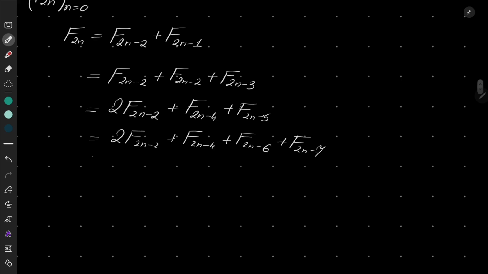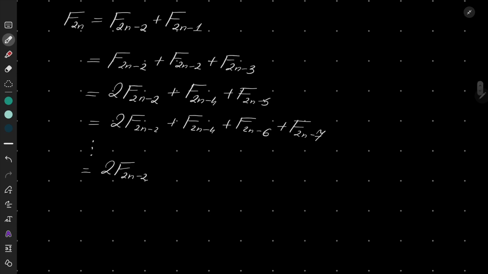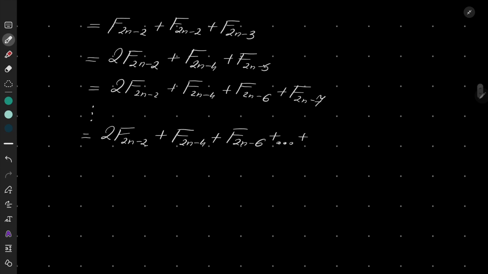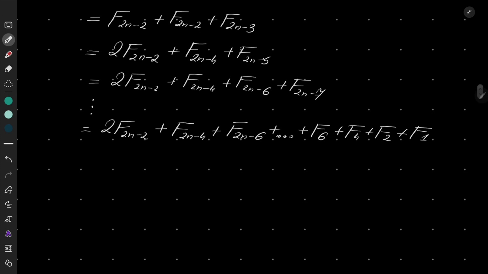And again, you probably see the pattern emerging. After many applications of our recursion, we will have 2 times F of 2n - 2 plus F of 2n - 4 plus F of 2n - 6. We'll be going over all even indices, and we will finish at, let's say, F of 6, F of 4, F of 2, and finally F of 1. But what is F of 1? F of 1 is just 1.